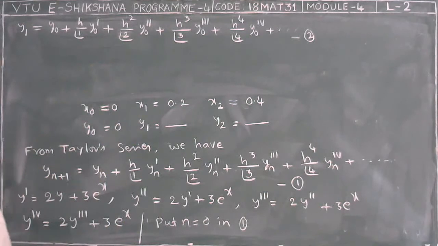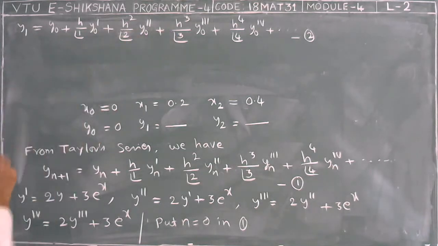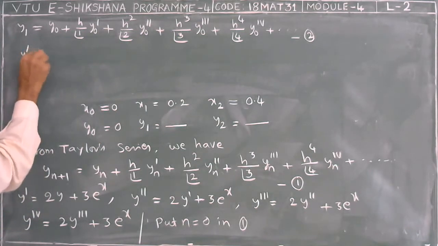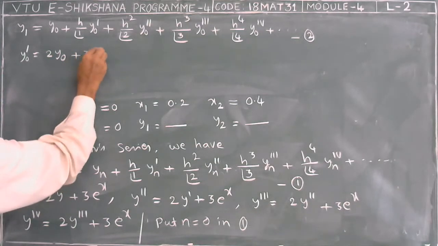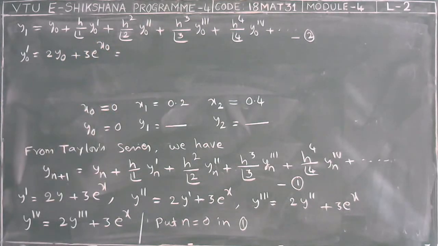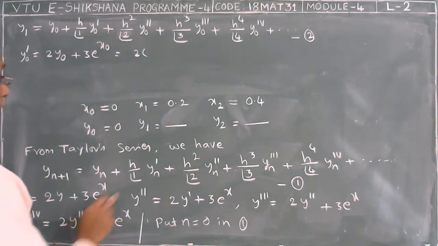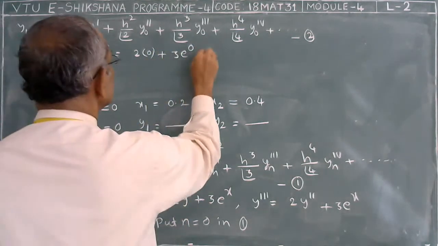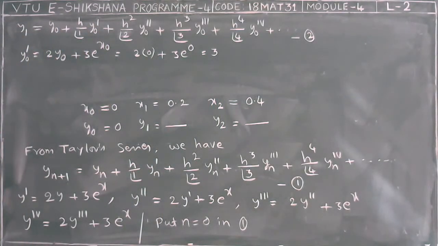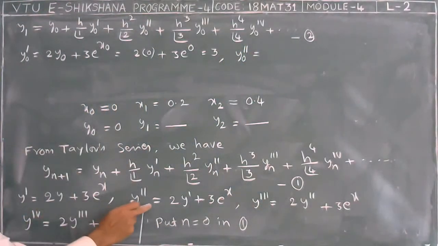Now substitute for y naught dash, y naught double dash, y naught triple dash and the fourth derivative of y at x equal to x naught. So y naught dash is 2y naught plus 3 into e power x naught. Here x naught is 0 and y naught is also 0. So 2 into 0 plus 3 into e power 0 is equal to 3. Then y naught double dash is 2 y naught dash.